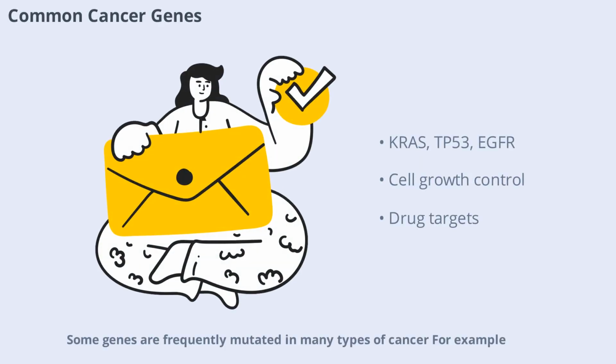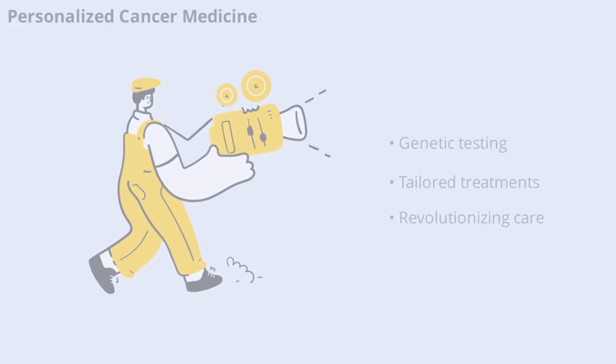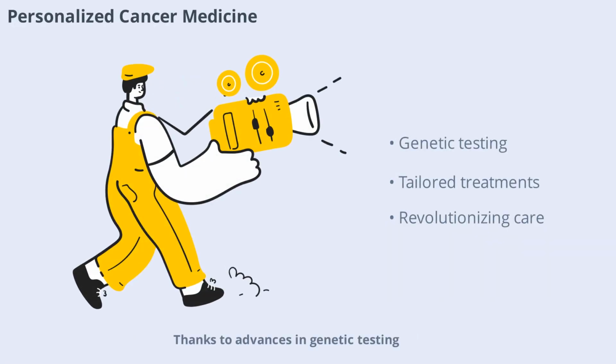Some genes are frequently mutated in many types of cancer. For example, mutations in the KRAS, TP53, and EGFR genes are found in a wide range of tumors. These genes play critical roles in controlling cell growth and survival, making them key targets for cancer research and drug development. Thanks to advances in genetic testing, doctors can now analyze the specific mutations in a patient's cancer. This allows for personalized treatment plans that target the unique genetic makeup of each tumor. Personalized medicine is revolutionizing cancer care, offering hope for more effective and less toxic treatments.